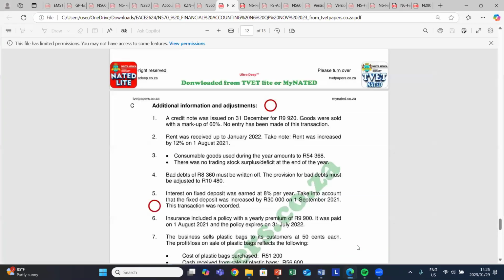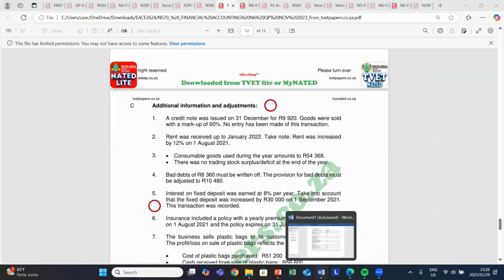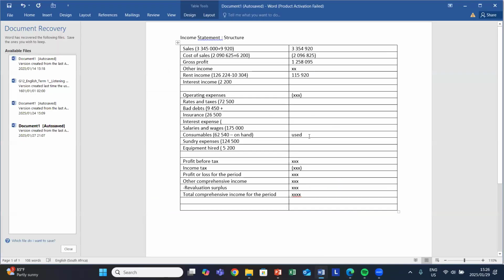Our next adjustment says that consumable stores used, that's the keyword there. Consumable stores used during the year amounts to 54,316. They gave you the consumable stores that was used. It amounts to 54,316. You know that consumable store that is used? You only write it here. 54,368.